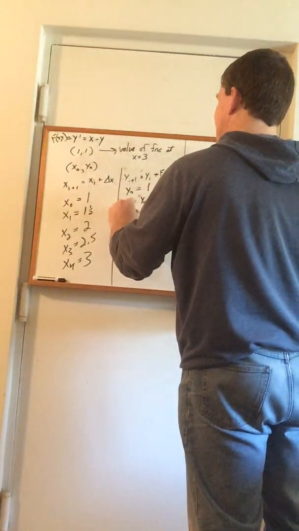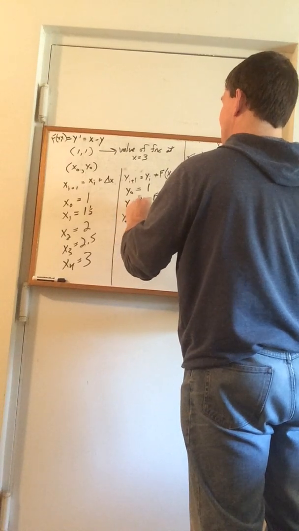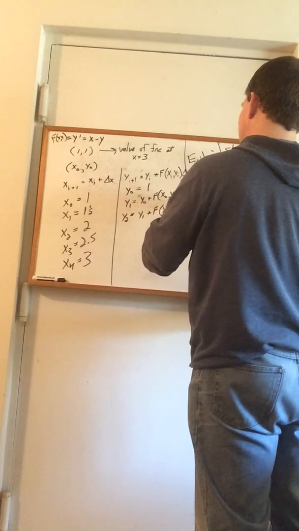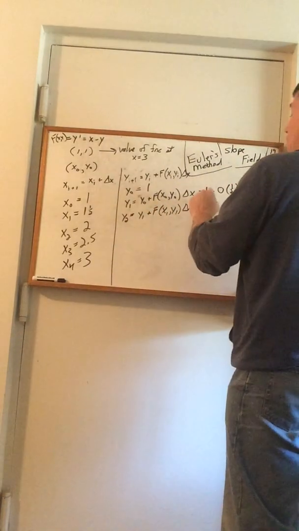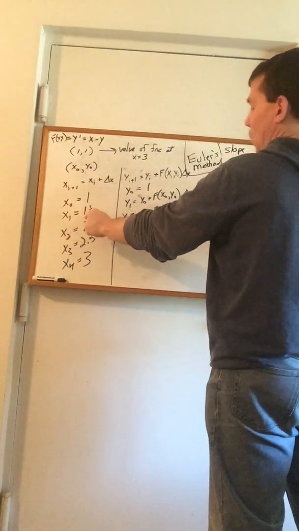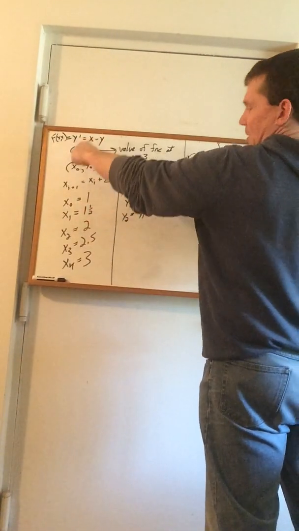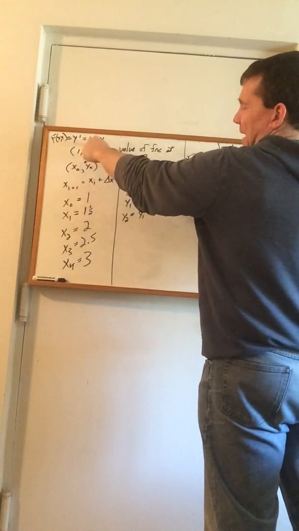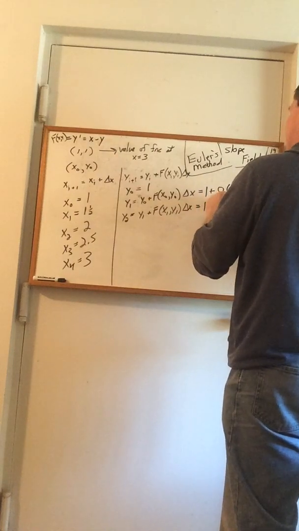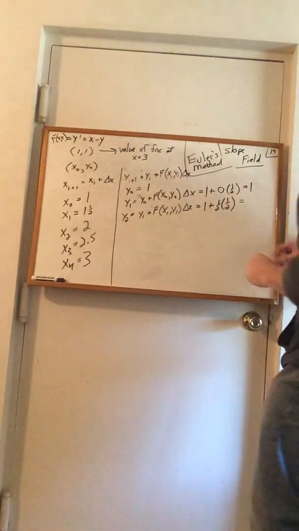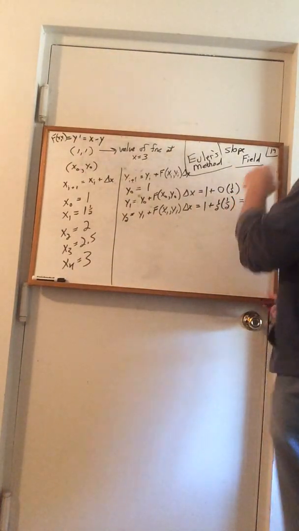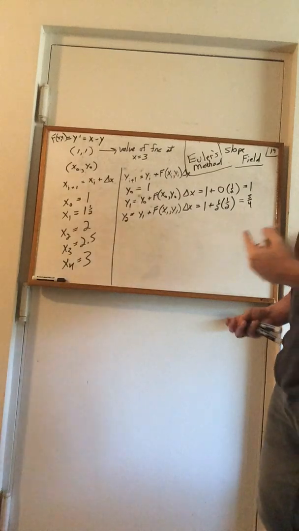Now I find y sub 2. Y sub 2 is y sub 1 plus f of x sub 1, y sub 1, delta x, which is y sub 1, 1, plus f of x sub 1, y sub 1. That's 1.5, 1. So x is 1.5. So I get 1.5 minus 1, which is a half, times delta x, which is a half. Half times a half is a fourth. That's 1 1/4, which is 5/4. And I'm going to use fractions here because I don't have a calculator readily available.